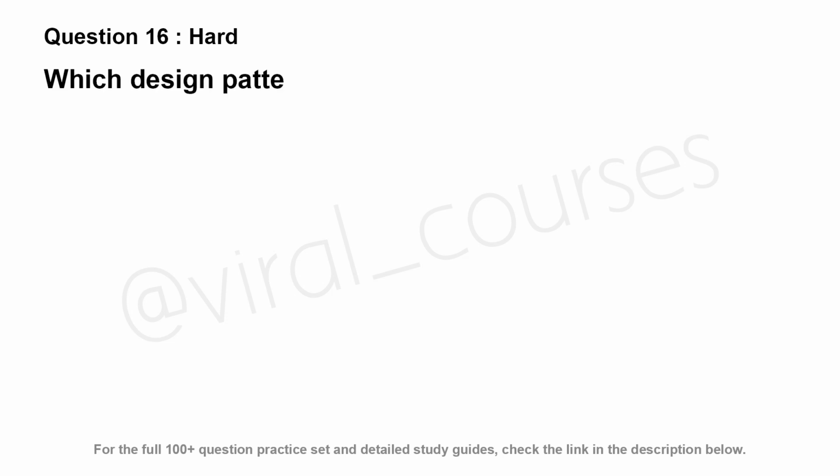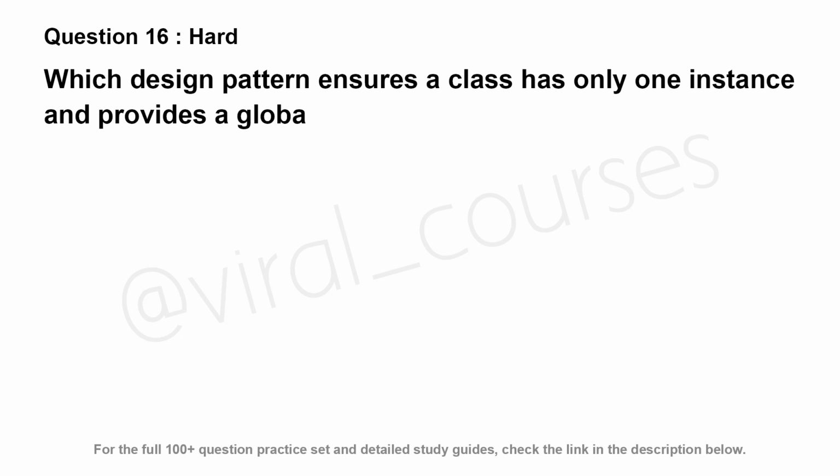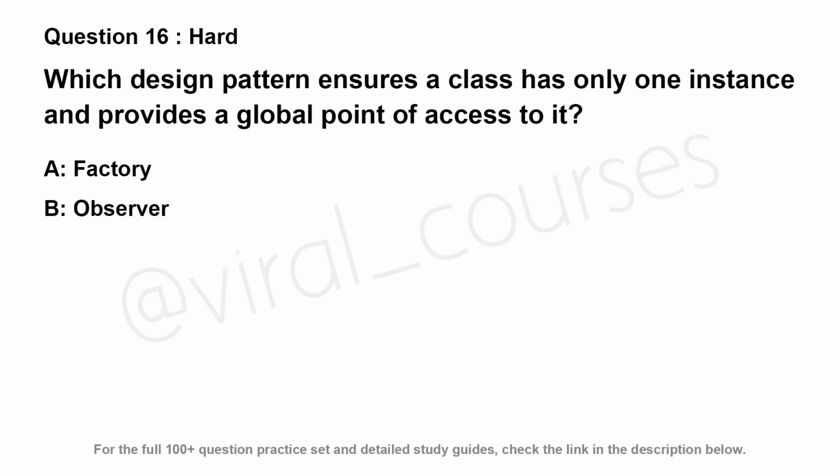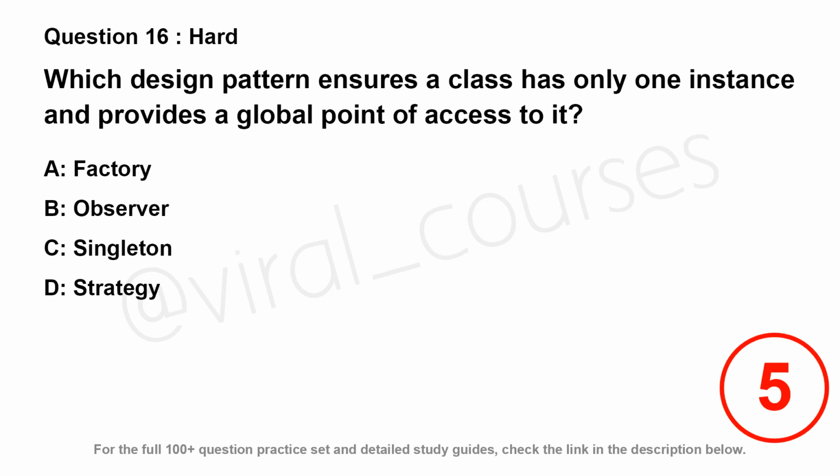Which design pattern ensures a class has only one instance and provides a global point of access to it? Option A. Factory. Option B. Observer. Option C. Singleton. Option D. Strategy.